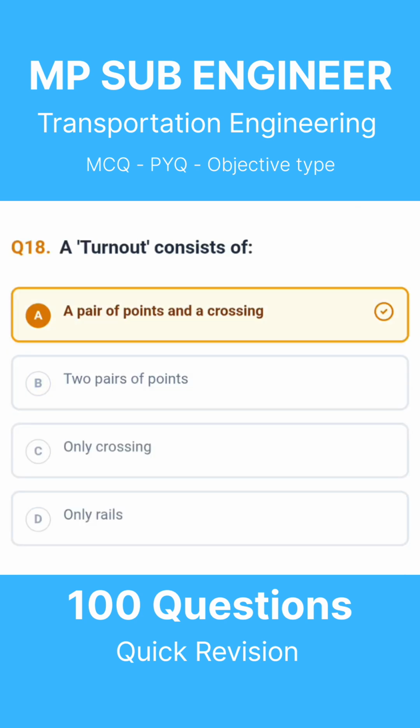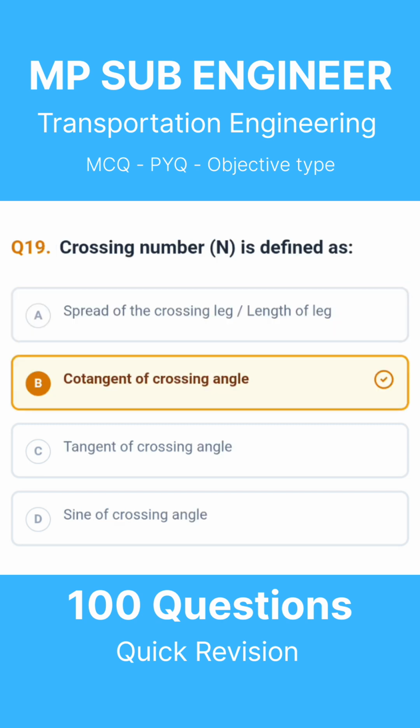Question 18. A turnout consists of. The correct answer is a pair of points and a crossing. Question 19. Crossing number N is defined as. The correct answer is cotangent of crossing angle.